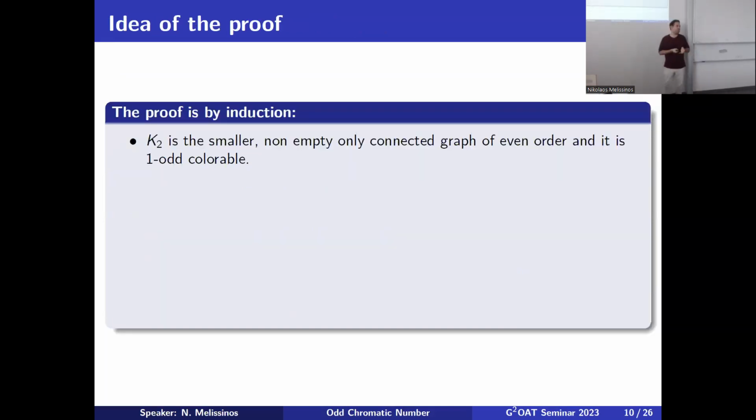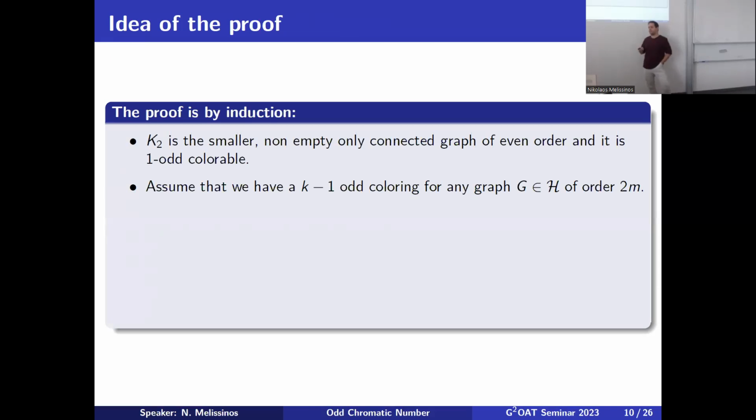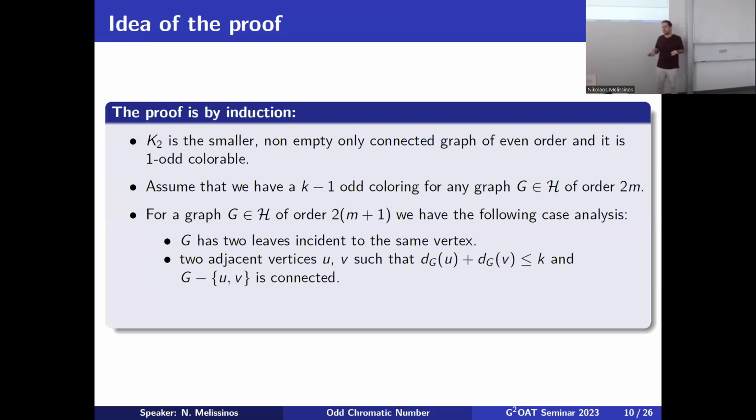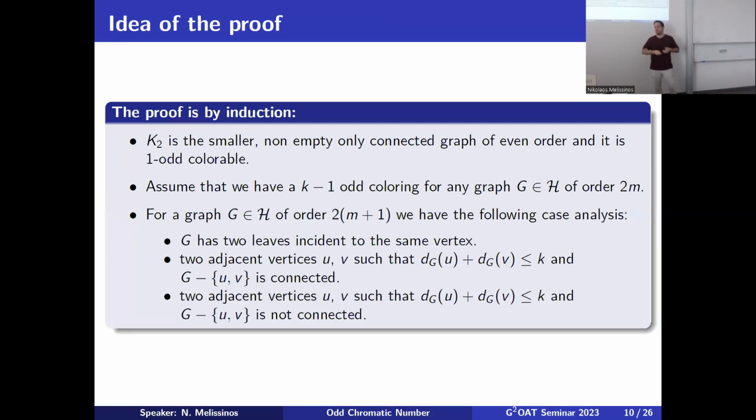Well, this was based on induction, so K2 is 1 colorable, perfect. Then what we are doing is assuming that we have colored all the graphs with order 2m, then we will use induction and consider 3 cases. In one case we have 2 leaves. In the second case, we have 2 vertices where the sum of their degrees is at most k, and the remaining graph is connected, or the remaining graph is not connected. And how do we deal with those things?